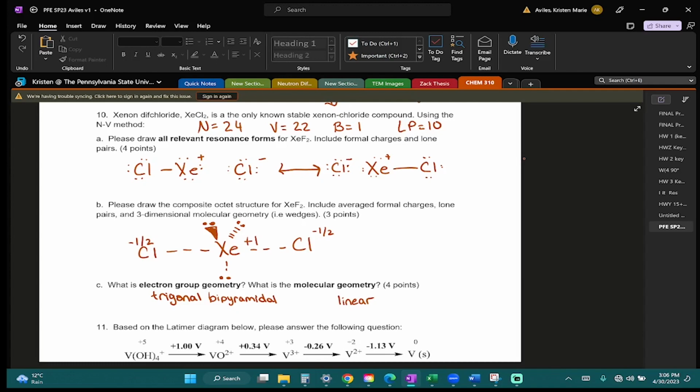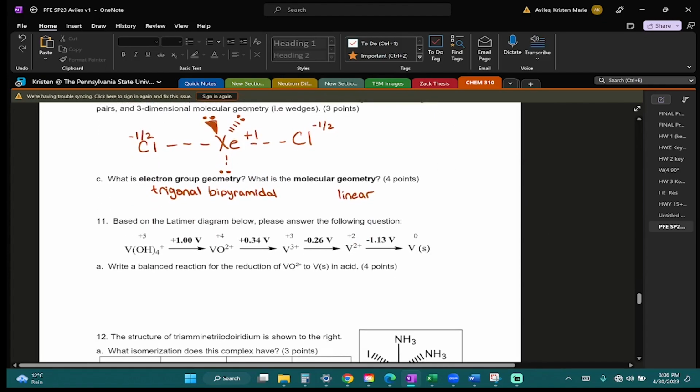I answered this question already, but I'm going to ask it again. Does this molecule experience no bond resonance? Lovely. Great job. All right, some electrochemistry.